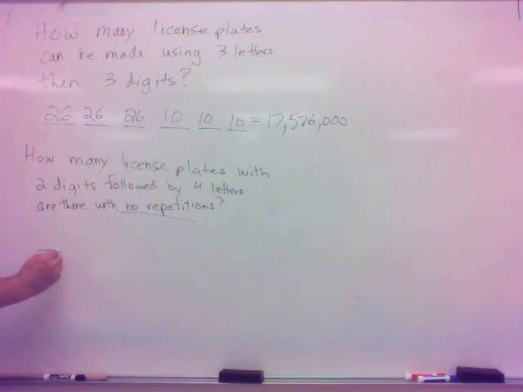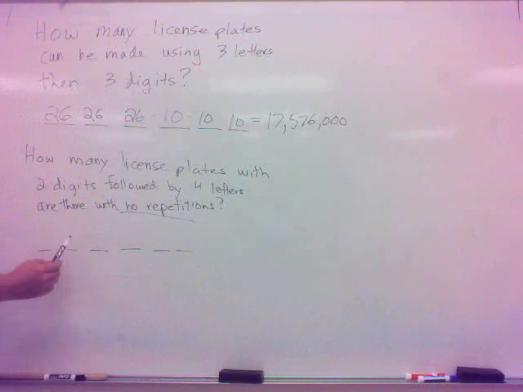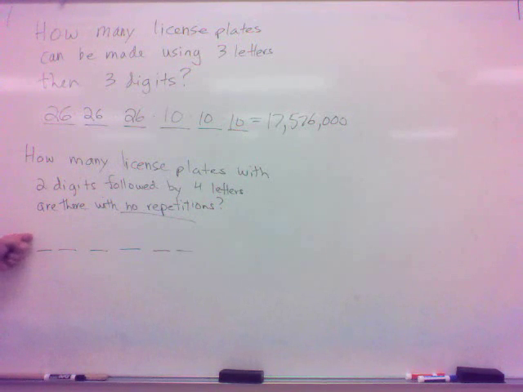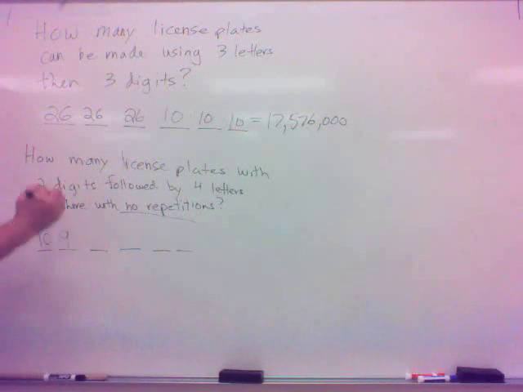Okay, so we've got 2 digits, then 4 letters. 2 digits first. So here are my digits. And again, in license plates, you can use 0 as the first digit. So how many digits for the first blank? There'll be 10. Everybody okay with me on that? You've got 0, 1, 2, 3, 4, 5, 6, 7, 8, 9. Those are the possibilities for the first blank. What about the second blank? There are no repetitions, so it goes down to 9. Whatever I use here, I can't use again here, so that's only 9 possibilities.